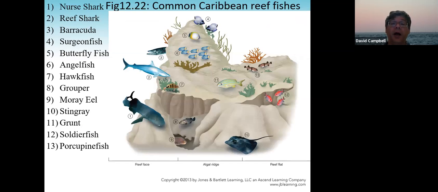Pictures, a variety of common Caribbean reef fishes that you might see if you were snorkeling or scuba diving, say South Florida, or on into the islands there. Number one down here, nurse shark. Nurse sharks are relatively slow and sluggish, tend to sit around on the bottom a good deal. This is not going to make a very exciting sequel to Jaws if you have nurse sharks.